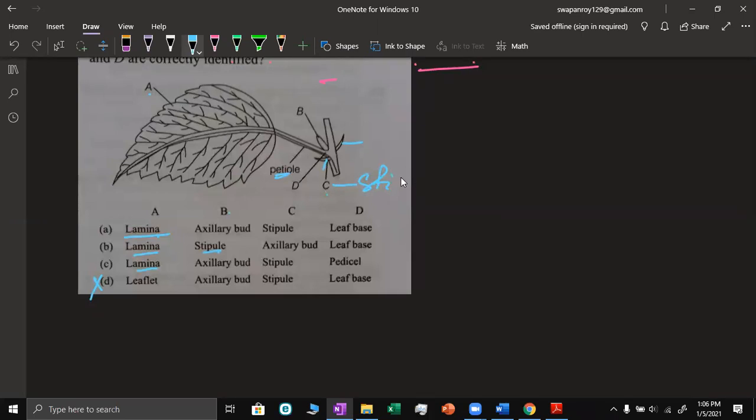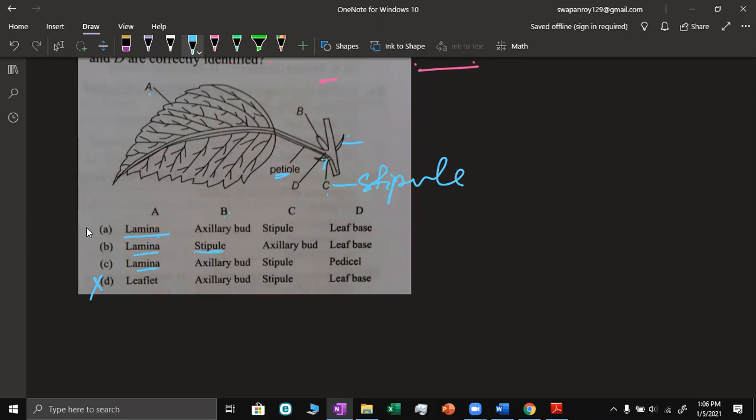Stipules are extra growth or leaf-like growth at the base of the leaf, in pairs, one pair of structures that come out. So this one is this, and this one is this. So C is stipule. So this B cannot be. Okay, here below B, stipule is written.